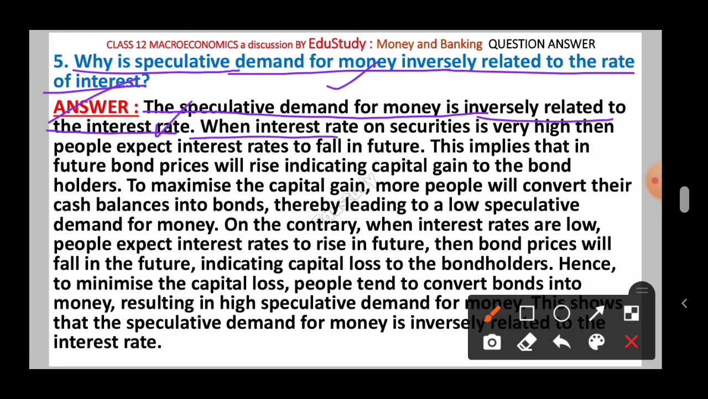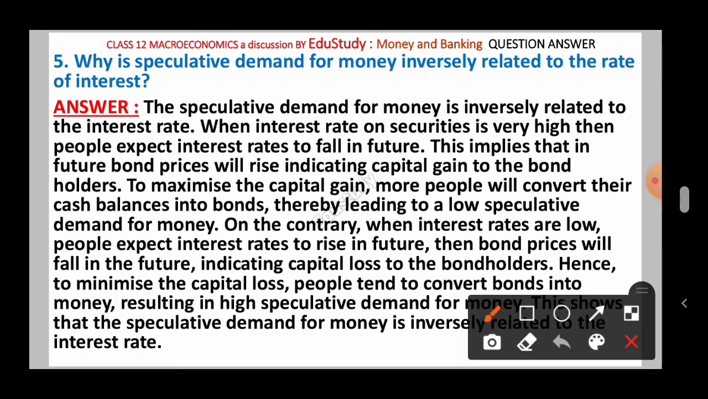When interest rate on security is very high, then people expect interest rate to fall in future. Okay, you should not write this when. Instead of this when, you can write because, B-E-C-A-U-S-E. Because interest rate on security is very high, then people expect. Before this when, you have to write because, then only it will be complete. Once again I am repeating this one. First of all you have to write this statement, then you have to write because. As you are giving the answer of why, it should always be because.